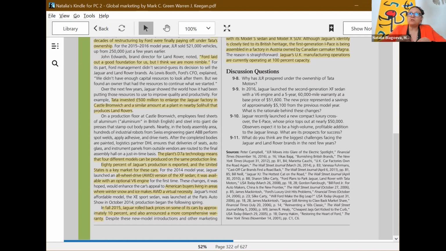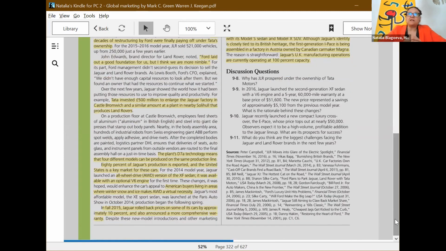They introduced a way of organizing the plant and technology which allowed them to produce several different models at the same time. So this was also a big advancement. And what's interesting here from a global marketing point of view is that they made adjustments to cars depending on the markets they wanted to serve. For example, they made available an optional VX engine for the first time. They also made adjustments for American buyers living in areas where winter snow and ice make all-wheel drive a necessity.